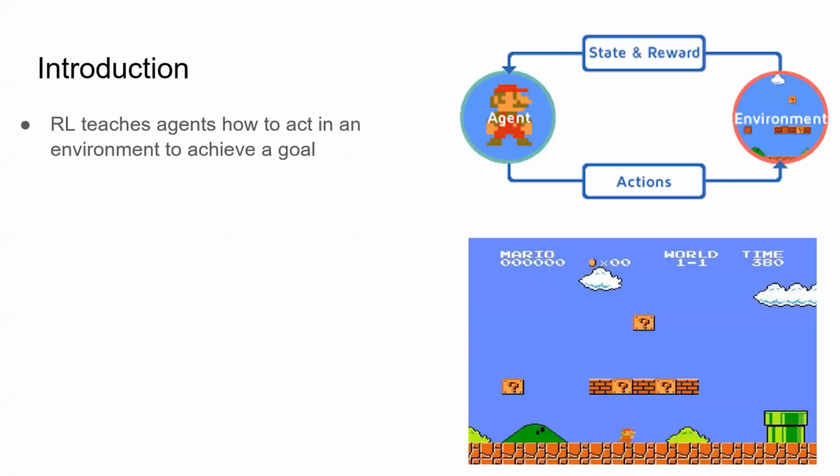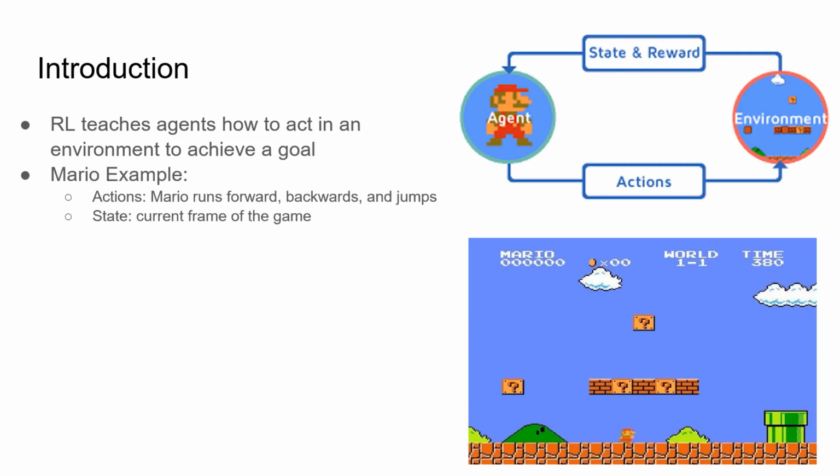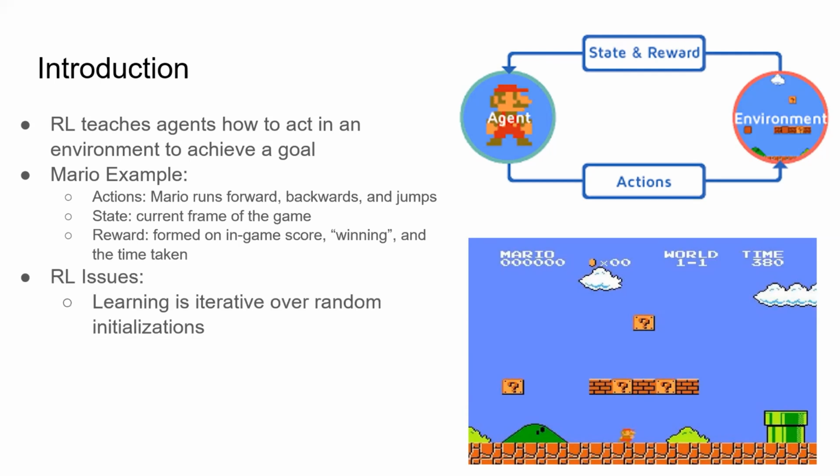Introduction again: reinforcement learning teaches agents how to act in an environment to achieve a goal. For example, Mario can run forward, backwards, and jump in his environment. The state would be the entire current frame of the game. The reward would be formed on the in-game score, the winning condition, or the time taken.